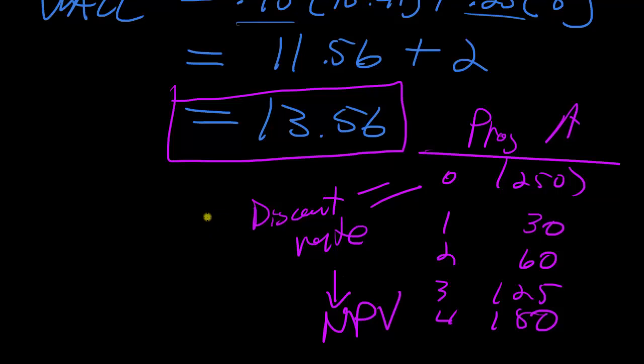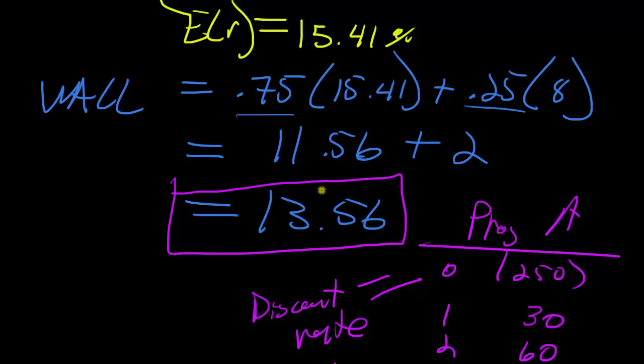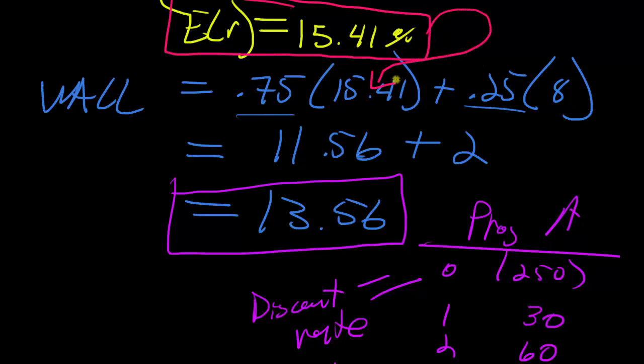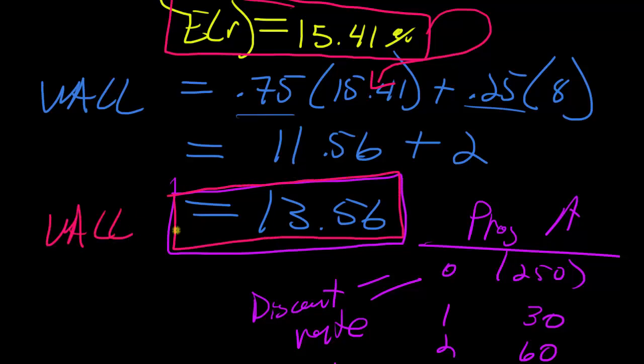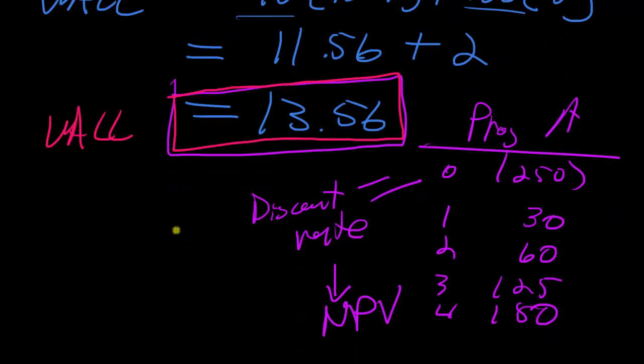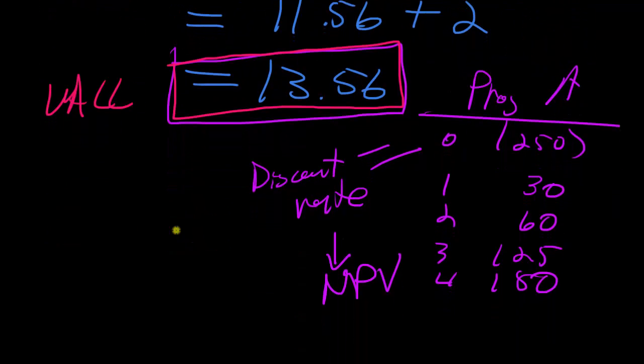Note very carefully that this 15.41 is my expected rate of return for equity holders, not the entire WACC. The entire WACC is this guy, 13.56. This guy, the WACC, is what I'm going to use for calculating the discount rate.